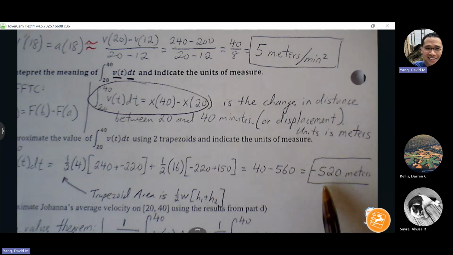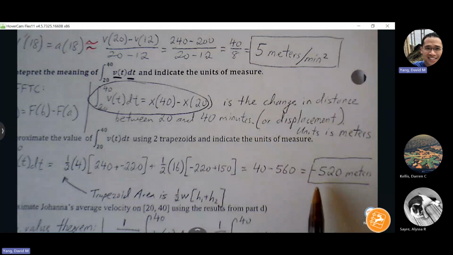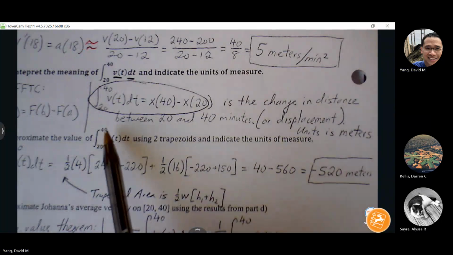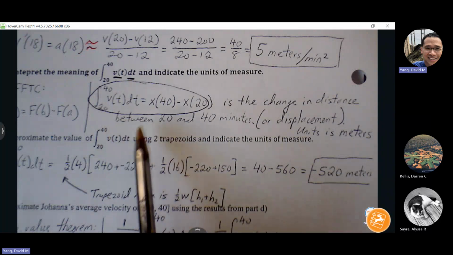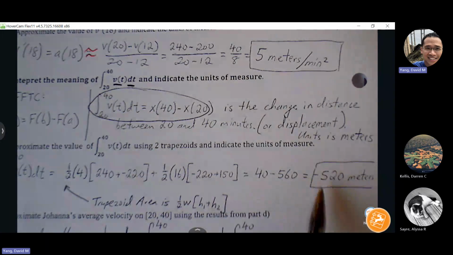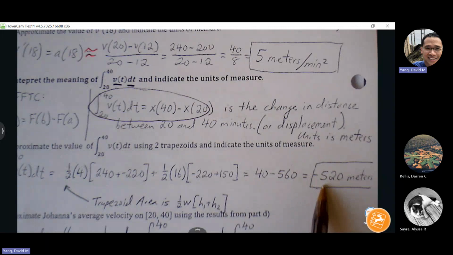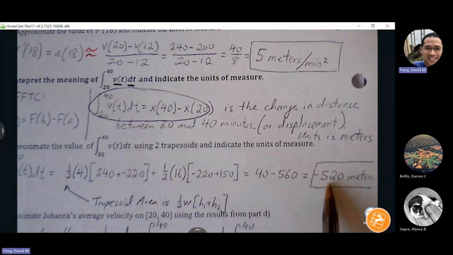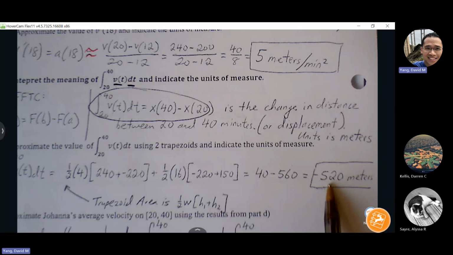So what does that mean? Can you phrase this so that it makes sense in terms of what's going on? Okay, she ran backwards, but can you be more specific? Between 20 and 40, she... Okay, how about this? Between 20 and 40 minutes, she ends up 520 meters to the left of where she started. Does that make sense?